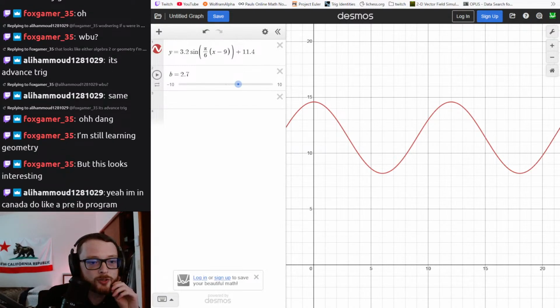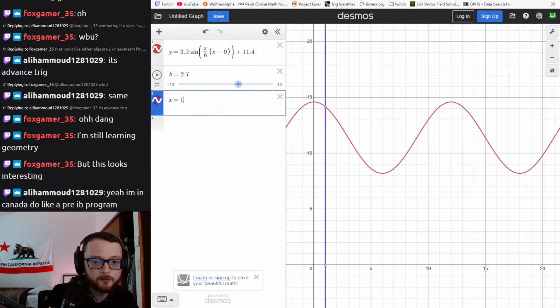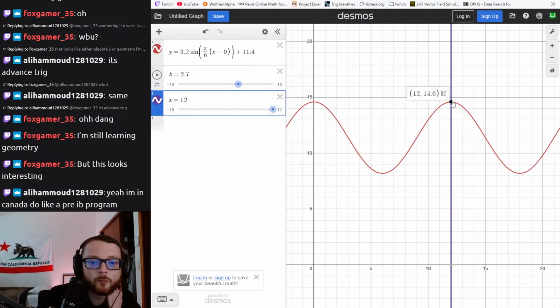Okay, yeah, so I got that shift right because the peaks about line up. At x equals 12, we get a peak of 14.6. Perfect. So yeah, looks like this is right.